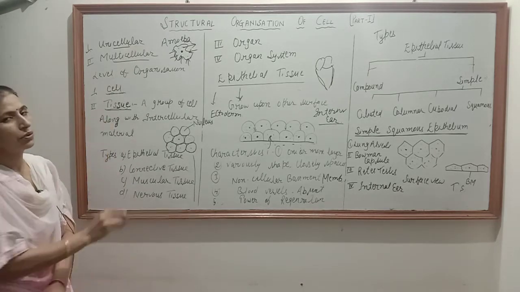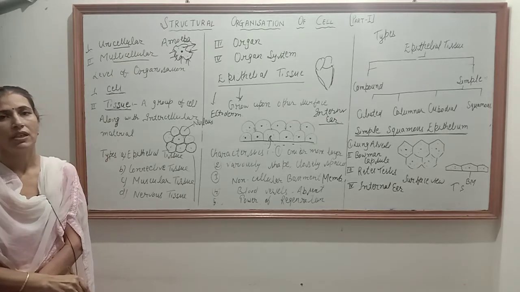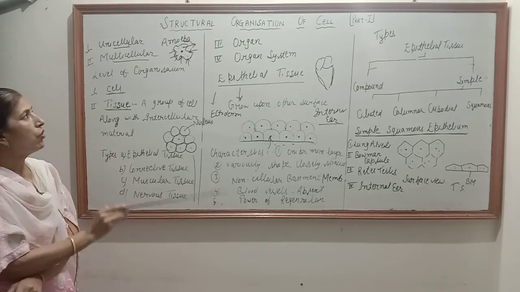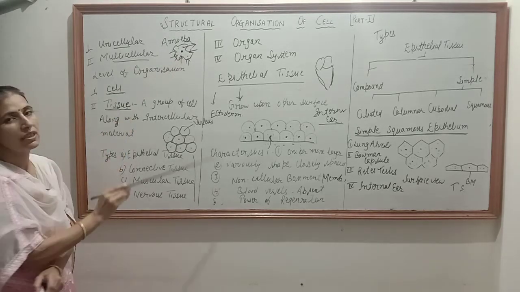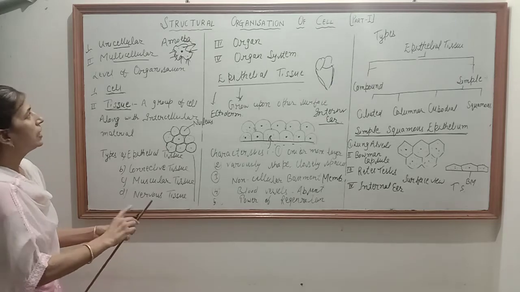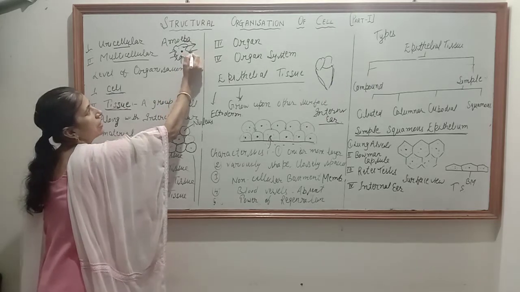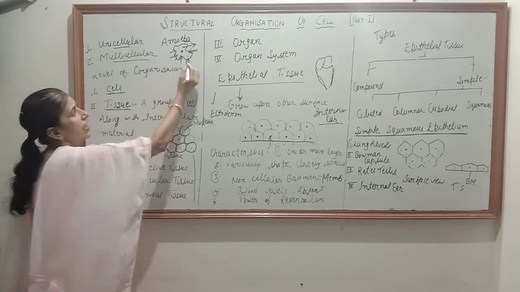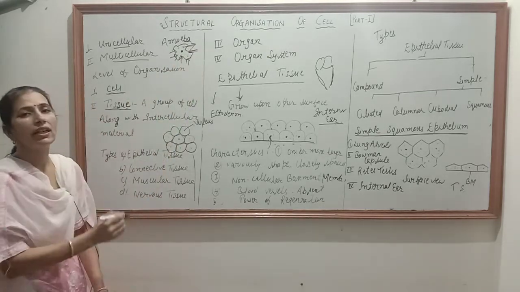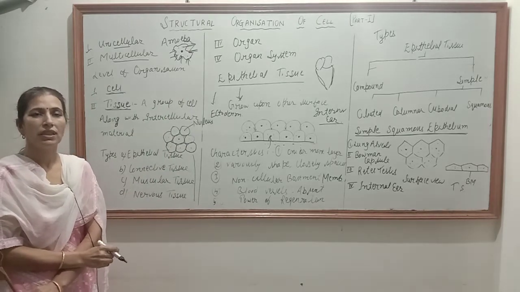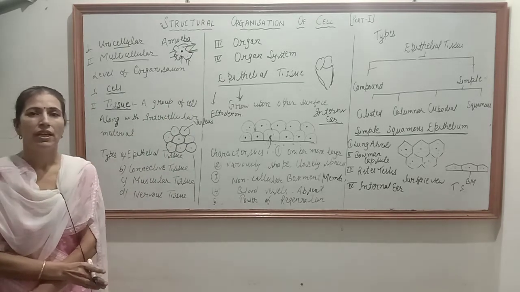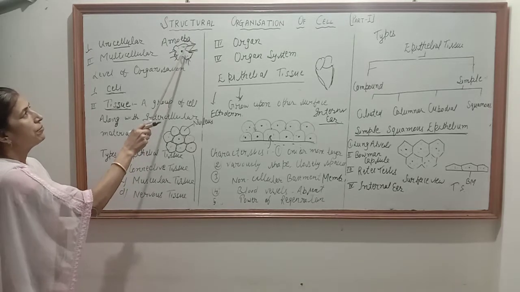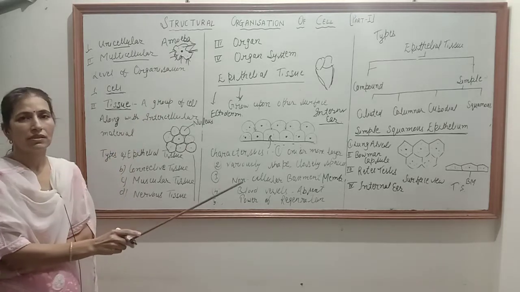Unicellular organisms are those which are made up of only one cell. For example, amoeba. In unicellular organisms, all the functions are performed by a single cell. For example, if amoeba has to take in material, it will enter through the general surface. If it has to excrete material, it will again go through the general surface. Means excretion, ingestion, digestion, respiration, all these functions are performed by this general surface.